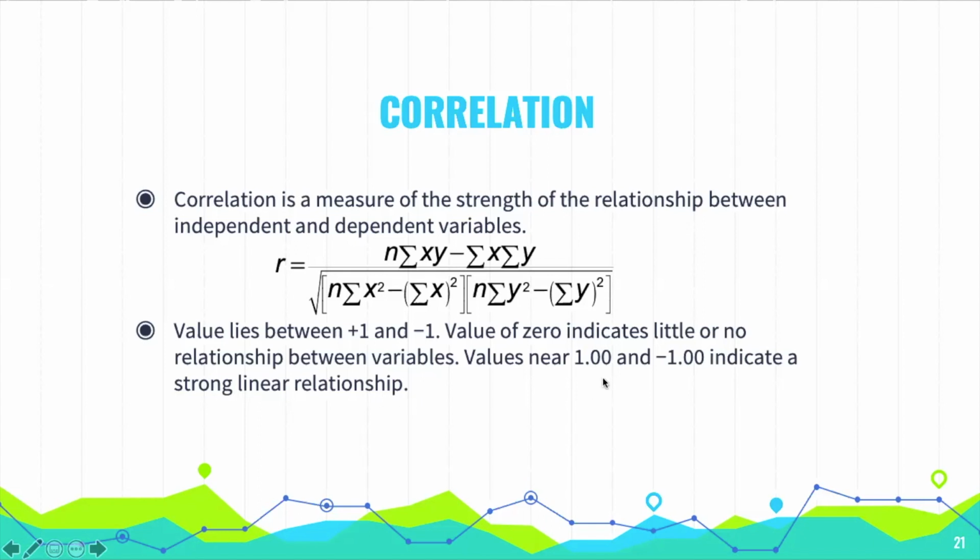But kidding aside, when the value is near positive 1, meaning yung relationship is direct. As x increases, y also increases. But if the value is near negative 1, that means the relationship is inverse, meaning as x increases, y decreases.